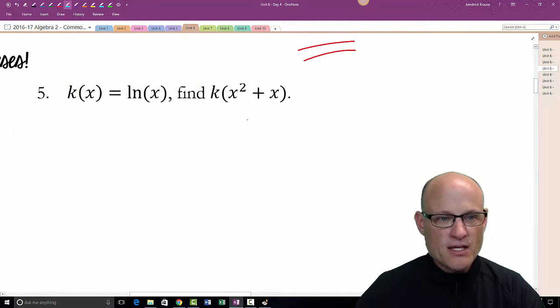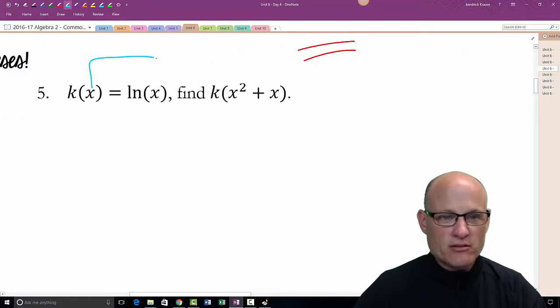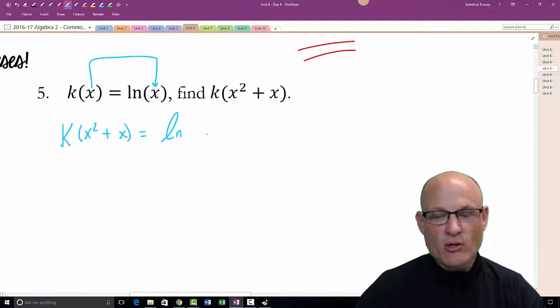Moving on. Okay, again, whatever's in here goes in for x. So I want to do k of x squared plus x. Well, that's equal to the natural log. Normally we do it with a cursive L, just because you know it's a natural log. If it looks like that, it's too much like a 1. So just be careful. Natural log of whatever's in parentheses, x squared plus x.